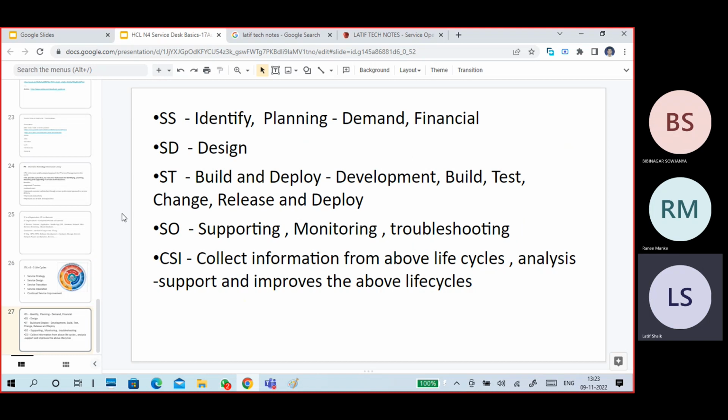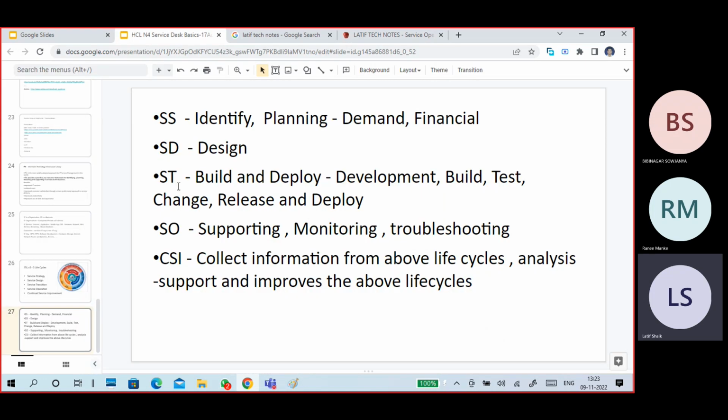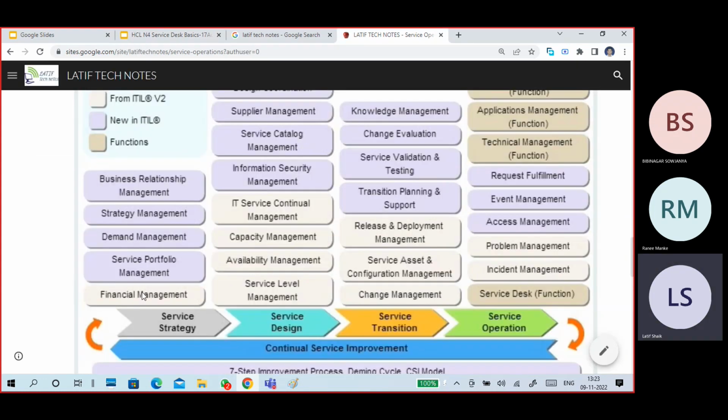This is service strategy. What is the service strategy? It will do identification of things. Okay, I will go directly. We don't have time, so I will explain from here. This explanation is very big, this explanation is very small, but I will tell this one only.